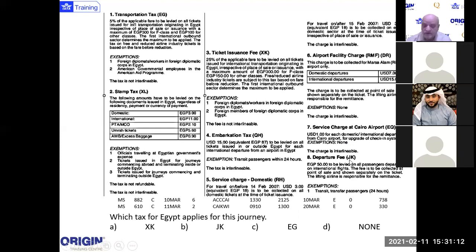Departure fee, JK. EGP 50 to be levied on all passengers departing on international flights. The fee is to be collected at the point of sale and shown separately on the ticket. The lifting airline is responsible for admission. Exemptions, transit passengers only. When does he arrive in Cairo?